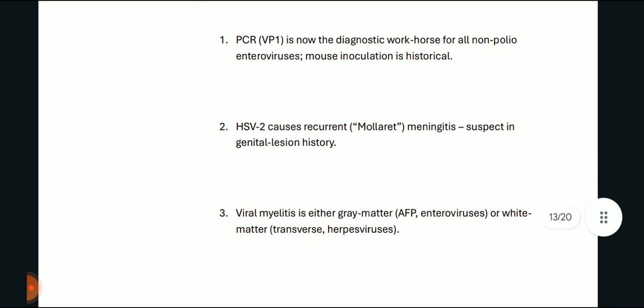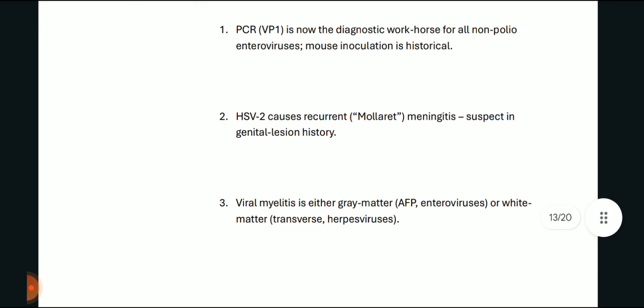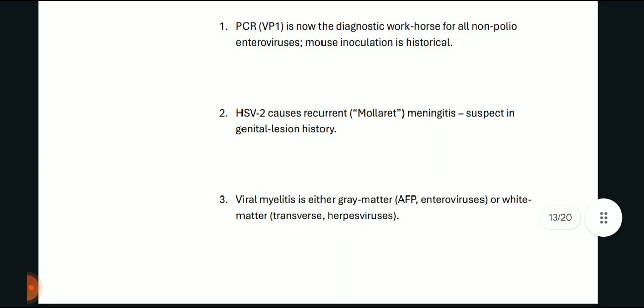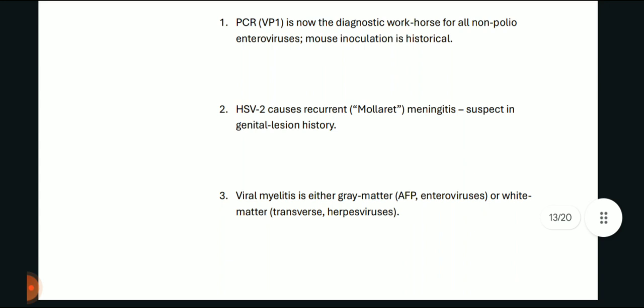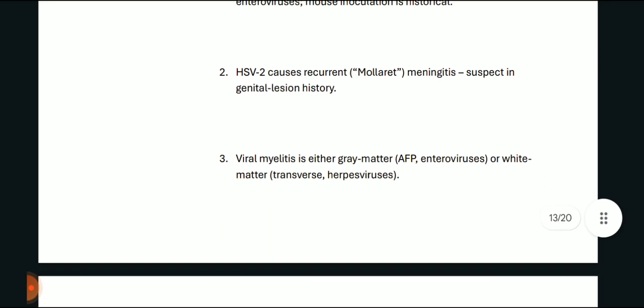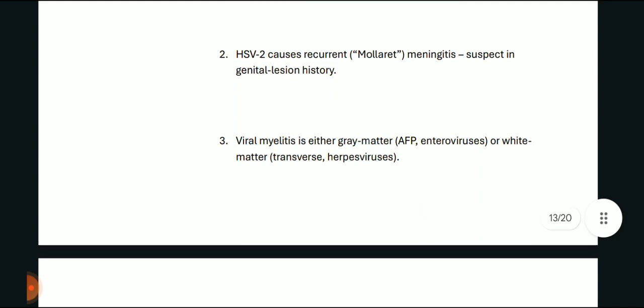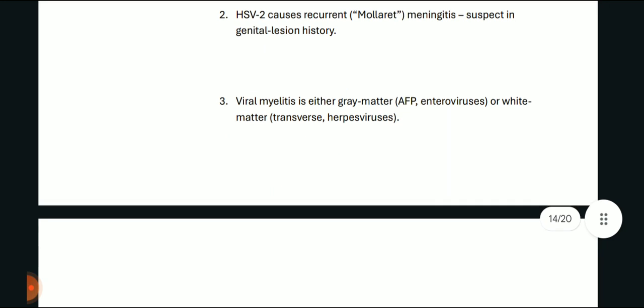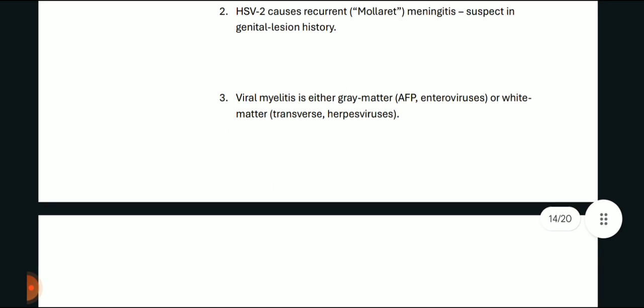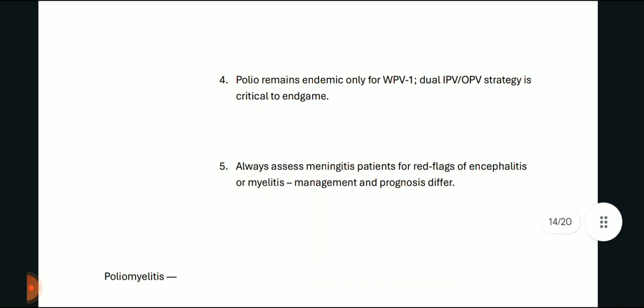Okay, so now what have we learned in this part? PCR VP1 is the diagnostic workhorse for all non-polio enteroviruses. Mouse inoculation is historical. HSV2 causes recurrent Mollaret meningitis, which has to be suspected in a genital lesion history. Viral myelitis is either gray matter, acute flaccid paralysis by enteroviruses, or white matter, transverse paralysis by herpes virus.